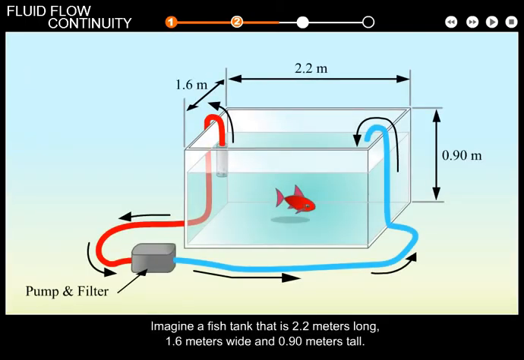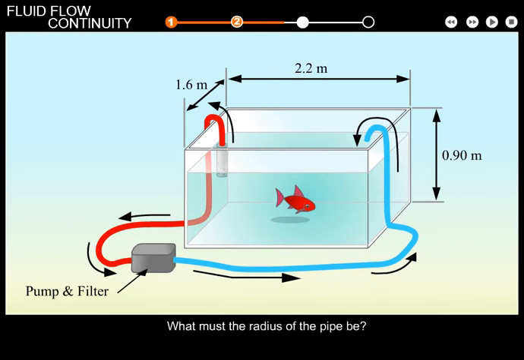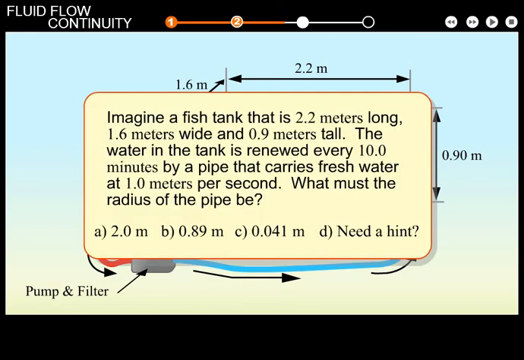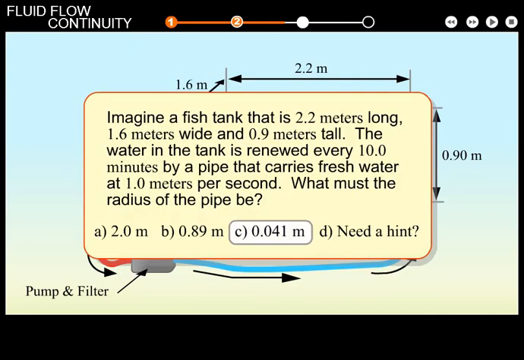Imagine a fish tank that is 2.2 meters long, 1.6 meters wide, and 0.90 meters tall. The water in the tank is renewed every 10.0 minutes by a pipe that carries fresh water at 1.0 meters per second. What must the radius of the pipe be?